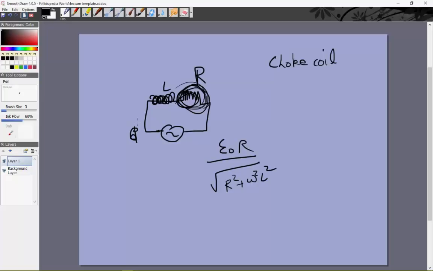And that is why you have choke coils that are used in many everyday household items. Okay. This completes alternating current. Next we'll move on to the study of electromagnetic waves, which will be the final chapter in electromagnetism.